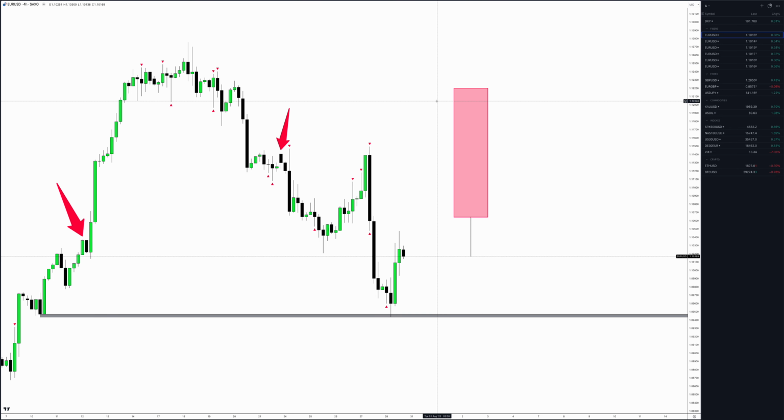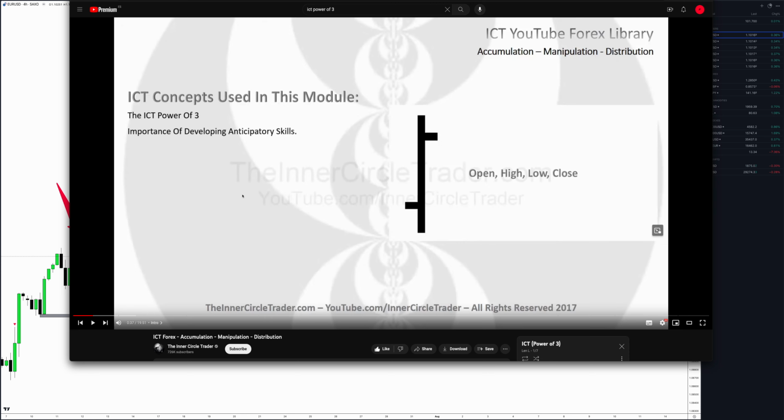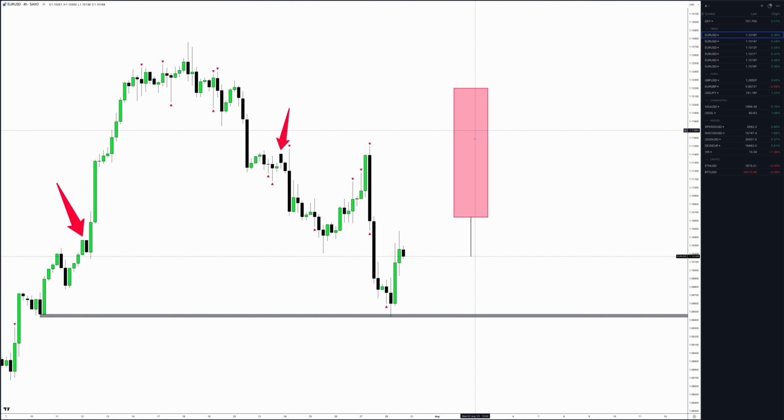The power of three is accumulation, manipulation, distribution. Here there is the accumulation, and there is the missing manipulation. Okay, again, I haven't invented anything. Go see Michael's videos if you want to understand. There is one missing piece in this candle, you know, there is the missing manipulation.